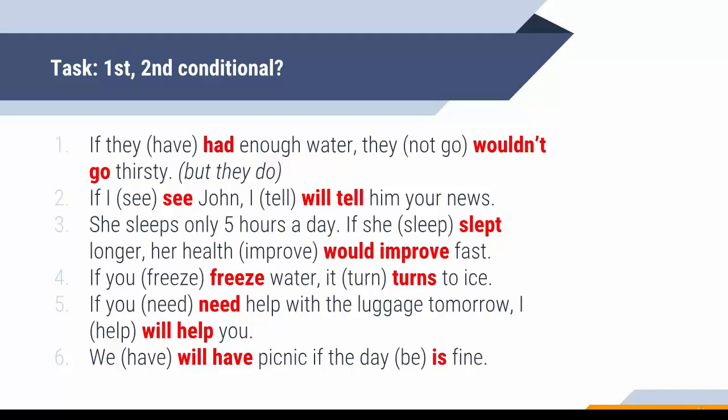She sleeps only 5 hours a day. If she slept longer, her health would improve fast. Reality: she sleeps 5 hours per day. If she slept longer, but she doesn't, her health would improve. Second conditional. If you freeze water, it turns to ice. Zero conditional. If you heat water, in general, or if you freeze water, in general, it turns to ice.